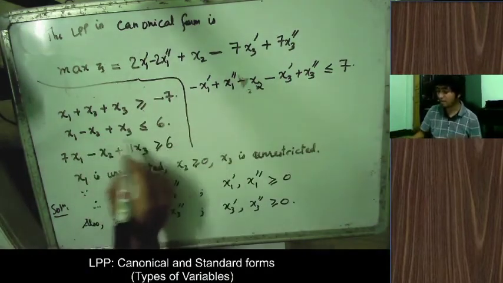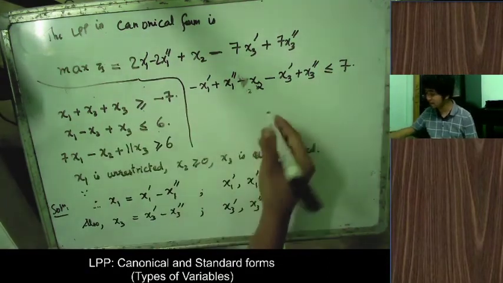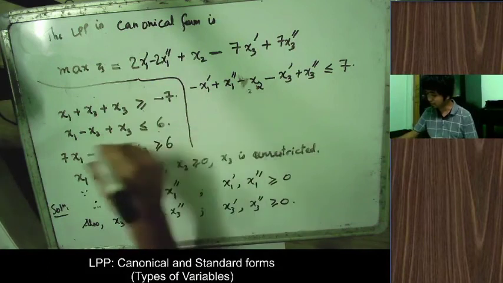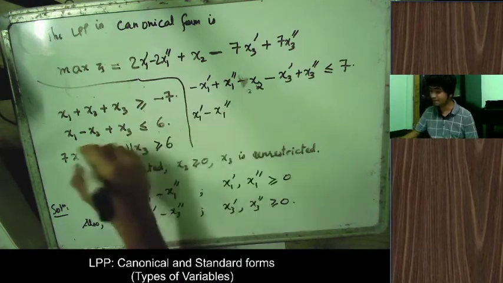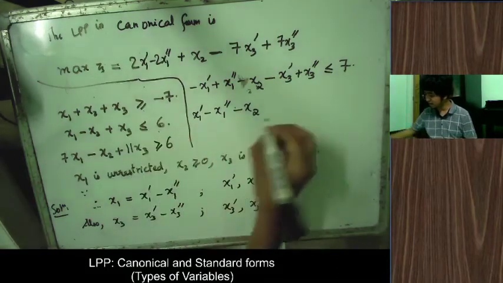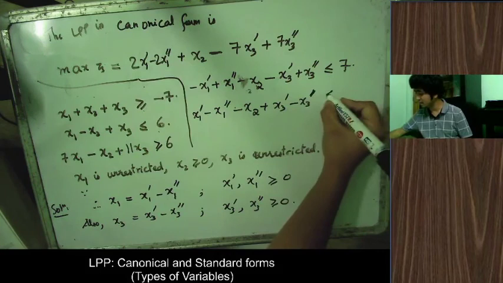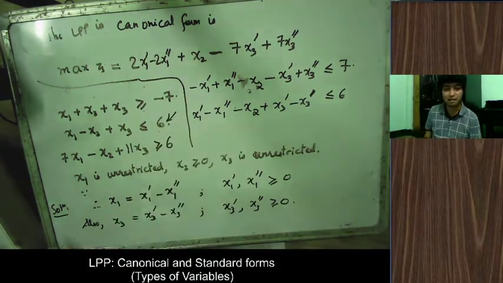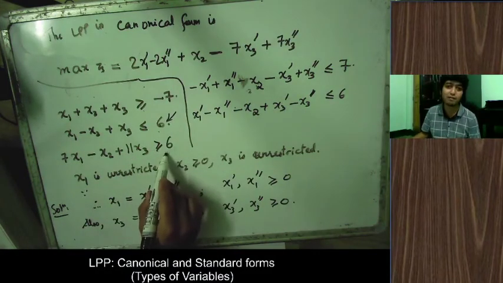Next, this constraint is already less than or equal to sign, so we don't have to multiply by minus. So you will be having x1 dash minus x1 double dash minus x2, it stays as it is, x3 dash minus x3 double dash less than or equal to 6. So this takes care of this constraint, and this one is greater or equal to, so we still have to multiply it with minus.